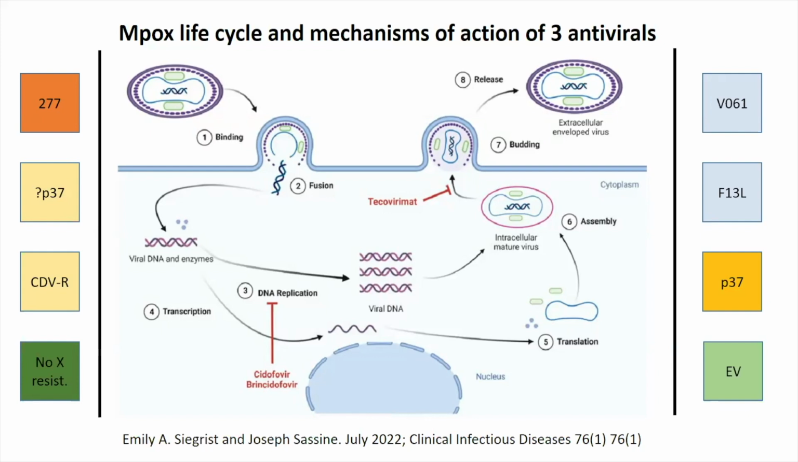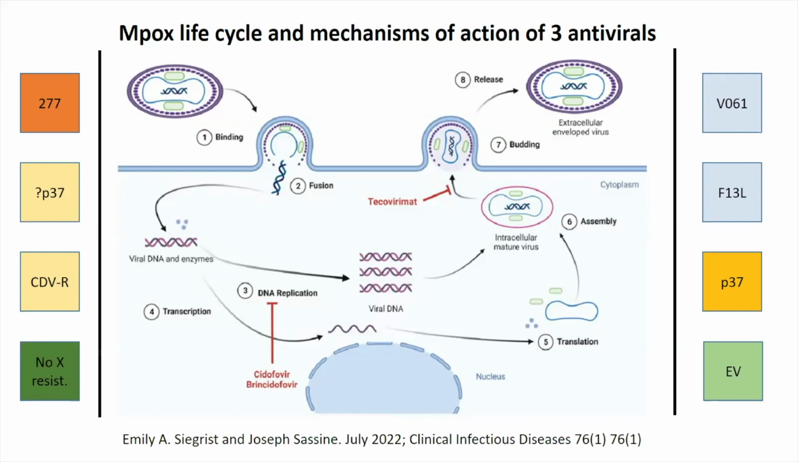The other two agents are cidofovir and brincidofovir. Cidofovir, of course, as you know, has been approved for CMV for decades. It's a prodrug, so it needs phosphorylation twice to make cidofovir diphosphate, and it inhibits DNA synthesis and also the DNA polymerase function. And resistance to cidofovir is very well described, in a stepwise fashion, but at the expense of extreme cost to fitness. So a resistant virus is quite a weak virus.